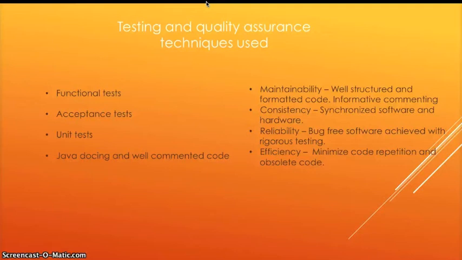It was extremely important to use informative commenting because, as it was the first time that we had collaboratively programmed together with other people, we needed to know exactly what the code they had written was doing.